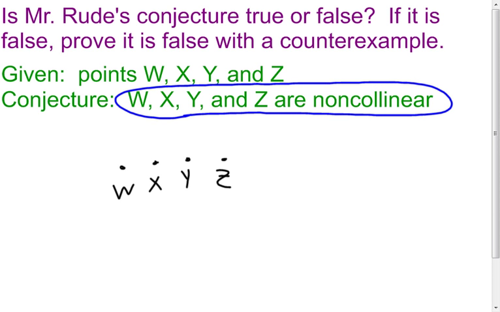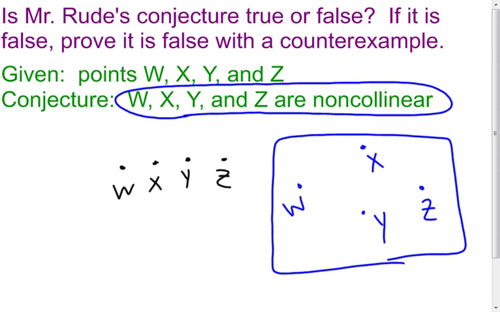What I'm going to do for that is put point W here, point X here, point Y here, and point Z here. Now I have my 4 points. That's all it tells me, that I had 4 points. It doesn't tell me where they have to be, but I made them non-collinear. So this right here is a counterexample to disprove that points W, X, Y, and Z are collinear. And there's the lesson on the beginning of inductive reasoning and conjectures.